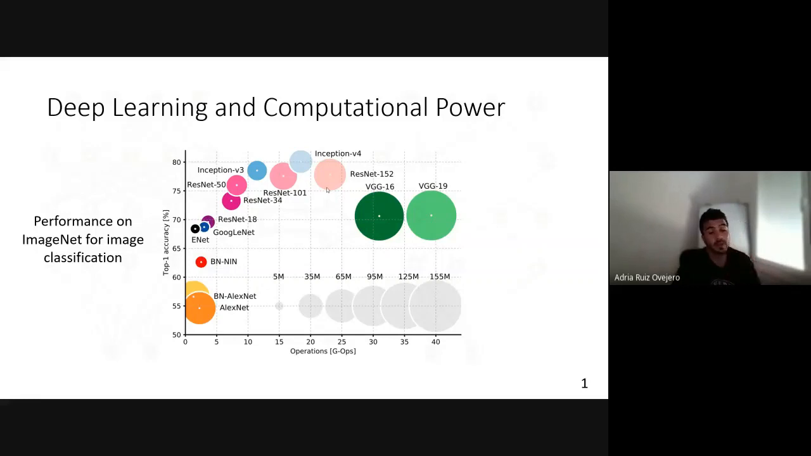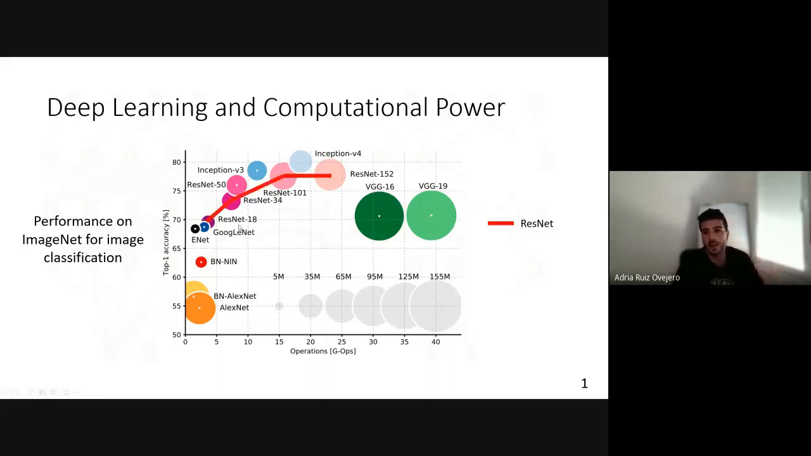And what we can clearly see is that usually there is a high correlation between the computational complexity of the networks that we use and the final accuracy that we obtain. And this not only happens for ImageNet, but it also happens for many different problems. And this is true if we have enough training data, right?